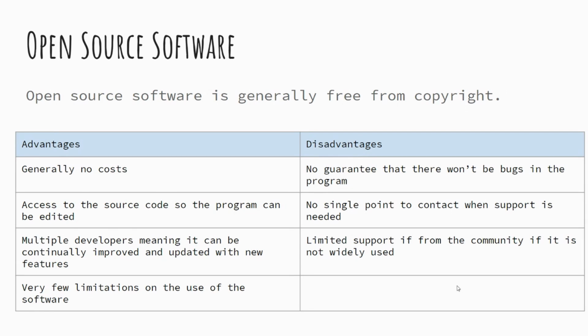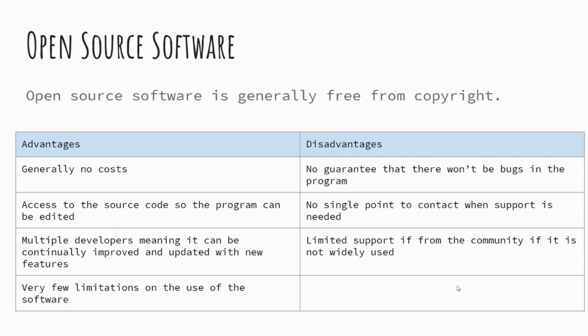You've got multiple developers, meaning it can continually be improved. So as we mentioned, with the source code being available, lots and lots of different people could be working on it to improve it, build new versions of it, tweak things. And there's very few limitations on the use of this software. So you're able to use it on a number of devices without much issue, provided obviously that it works nice and smoothly. You're not going to be hampered by having to buy a license for every single individual device. But there are disadvantages, and some of these can be significant.